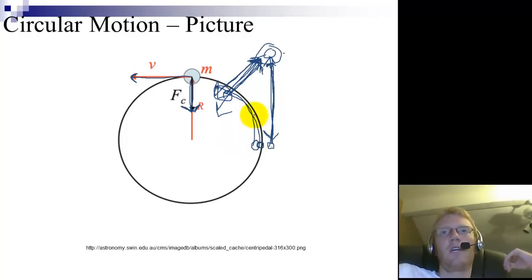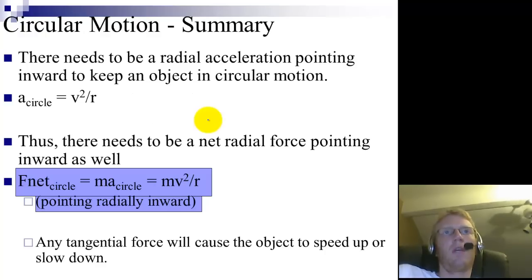So imagine, if you were a person and you were standing on a bathroom scale right here. Never mind, ignore that. We'll talk about that later. Okay, so hopefully this makes sense so far as a concept.